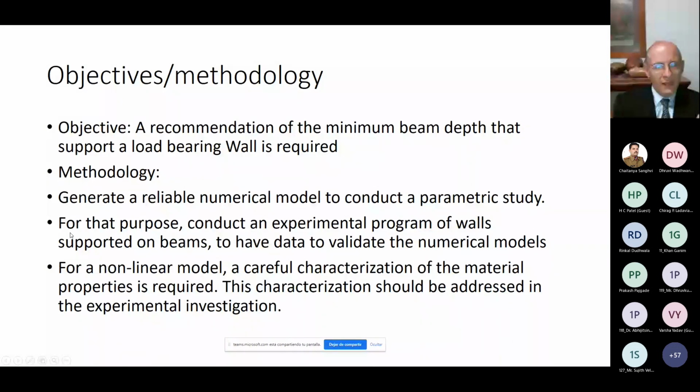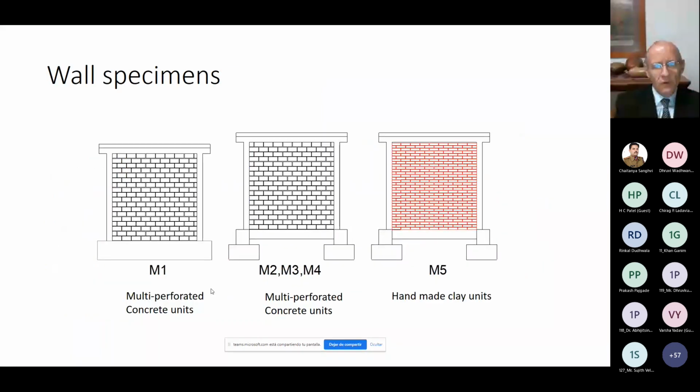And for that purpose, we conducted an experimental program of walls supported on beams to have data to validate the numerical models. As I said at the beginning of our talk, this is a very important objective of an experimental investigation. For a nonlinear model, a careful characterization of the material properties is required. This characterization was addressed in the experimental investigation. This was a very difficult part of the investigation. These are the types of specimens that we have: ones that are supported normally, and the others supported on beams.